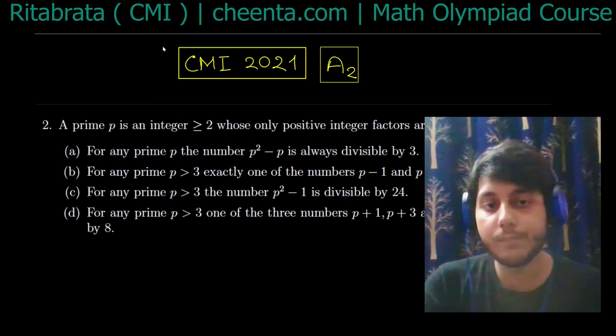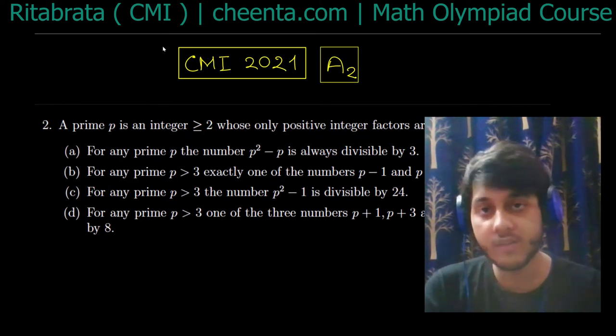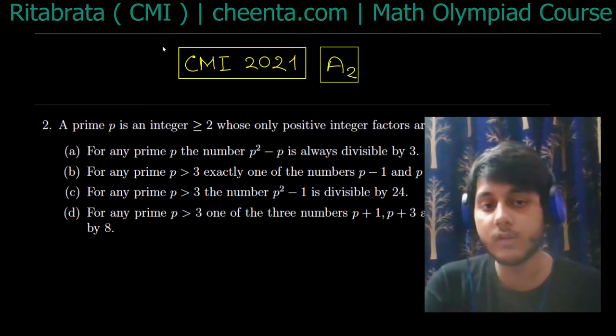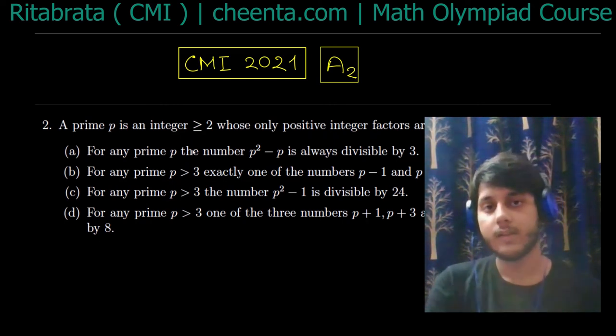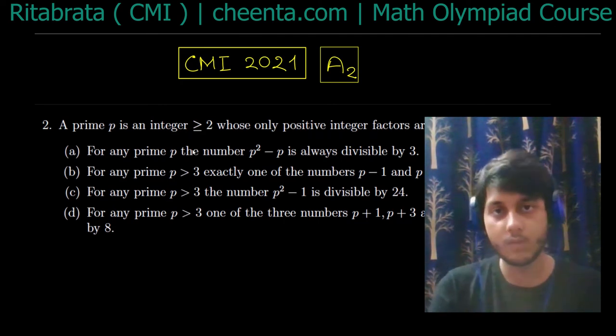Whether among the numbers p minus 1 and p plus 1 exactly one of them is divisible by 6 or not. Whether p square minus 1 is always divisible by 24 or not, and whether among the numbers p plus 1, p plus 3 and p plus 5 exactly one of them is divisible by 8 or not. This will give you a general idea of how to deal with this type of prime number problems.